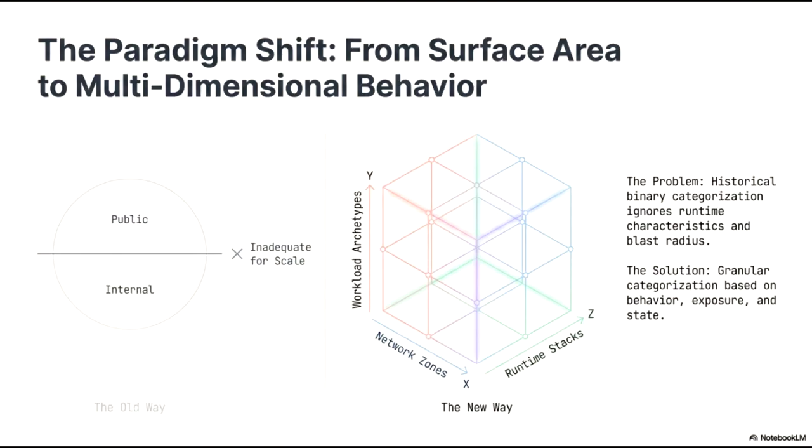To address this, the new way introduces a more granular, three-dimensional approach. We now categorize systems across three key axes: workload archetypes, network zones, and runtime stacks. By looking at the intersection of these dimensions, we achieve a more sophisticated categorization based on actual behavior, exposure, and state. This transition allows for much more precise control and visibility, moving beyond simple perimeters to a comprehensive understanding of how our systems actually operate at scale.